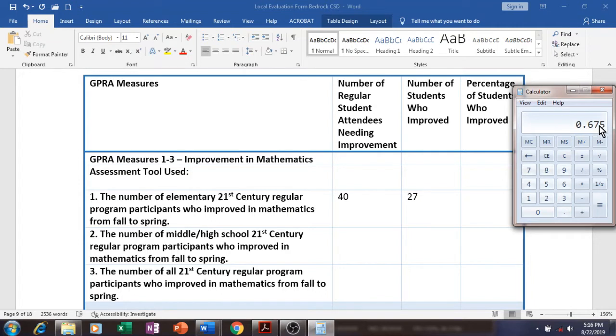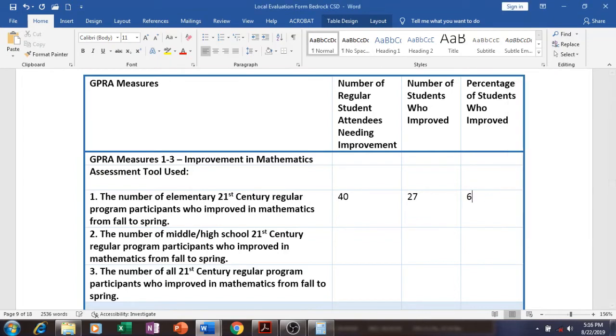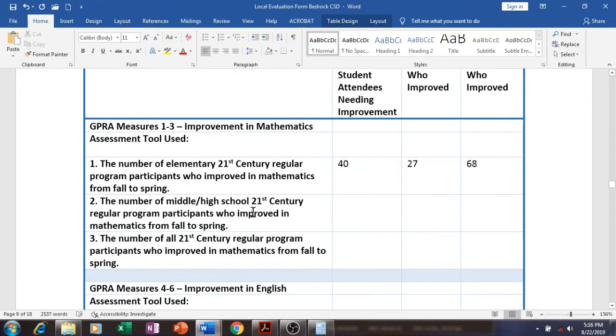If you remember your math, you always round up if the next number is 5 or greater, and you leave it if it's 4 or less. So we're going to say that 68% of the students improved. Next, you want to look at your high school, your secondary program. Let's say only 40 of the high school students came to the program. 12 of them needed improvement, and of those, 8 actually improved.